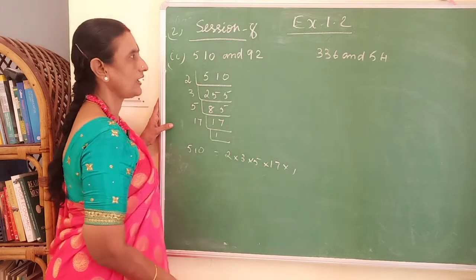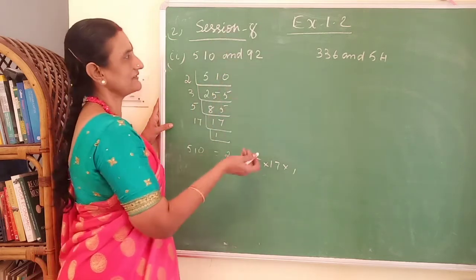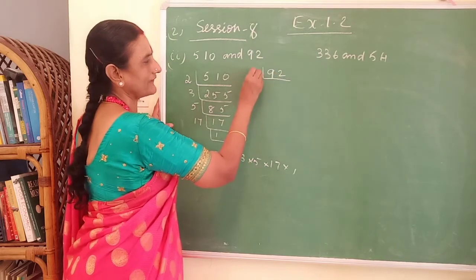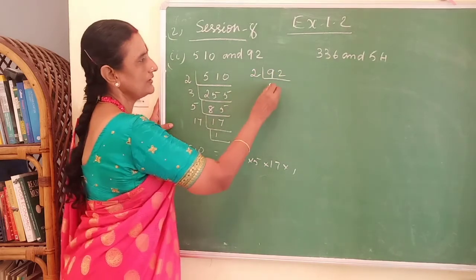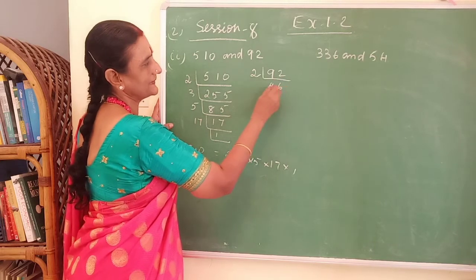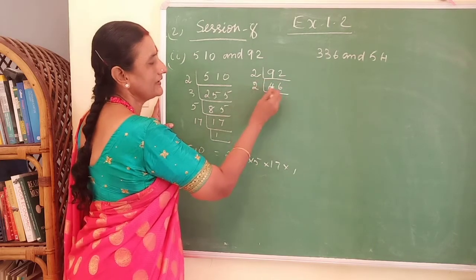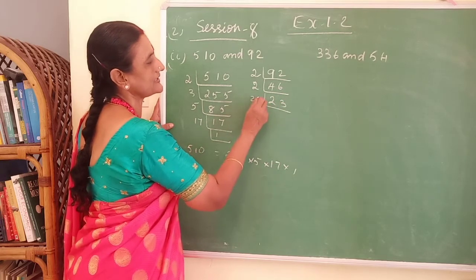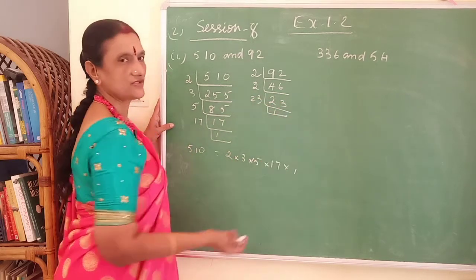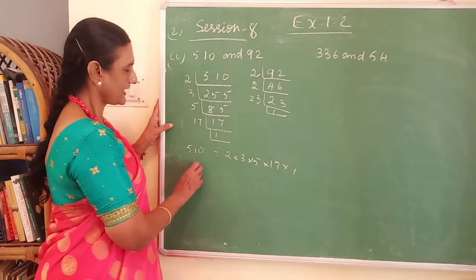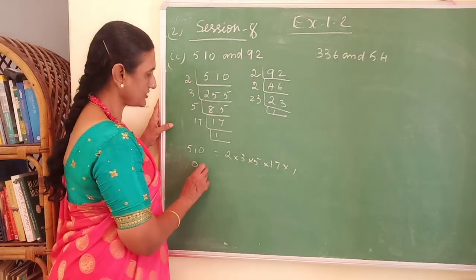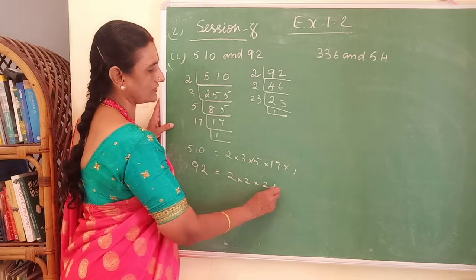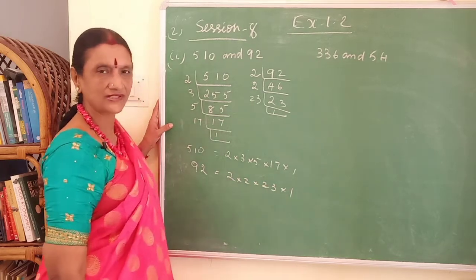Now we have to factorize 92. So how do we factorize 92? It ends in 2, so definitely it is divisible by 2. Therefore 46, then 23. Again it ends in 6, so divisible by 2. Therefore we get 23 here, and 23 is a prime number, beyond which we cannot factorize. Therefore I write 92 as 2 into 2 into 23 into 1. Your prime factorization is over.